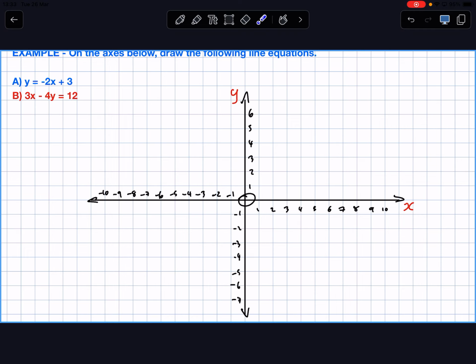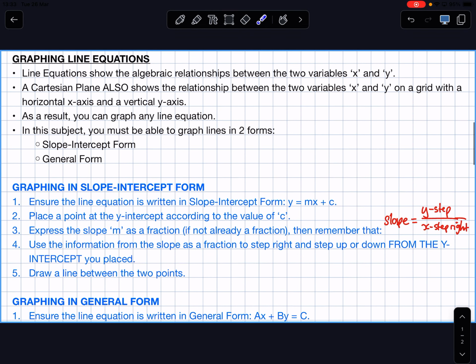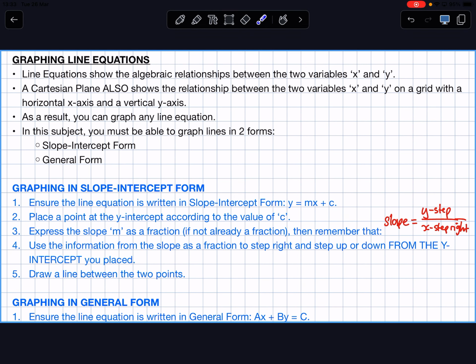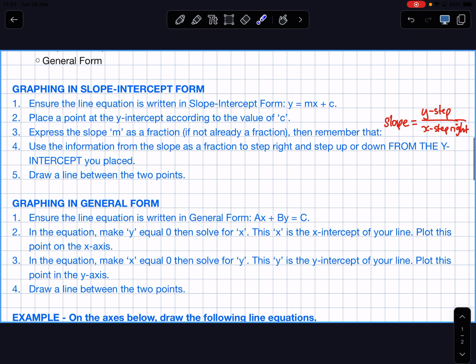Now there's a shortcut to quickly draw any equation of a line depending on the form it's in. You can graph any line equation. In this subject, you must be able to graph lines in two forms, slope-intercept form and general form. So, graphing in slope-intercept form, make sure the line equation is written in this form, y is equal to mx plus c.